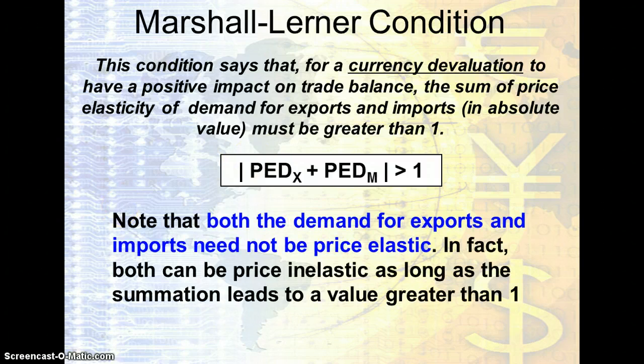Why is this so? If you can understand what I explained in the previous slides, you might want to do your analysis by looking at, if there is a devaluation of the currency, how does it affect the net export, and therefore helps to increase, or rather to improve, the trade balance. So if there is any question, I leave this for you to figure out on your own. If there is any question, feel free to ask me. So please do note that both demand for export and imports need not be price elastic. In fact, both can be price inelastic so long as the summation leads to a value greater than 1.